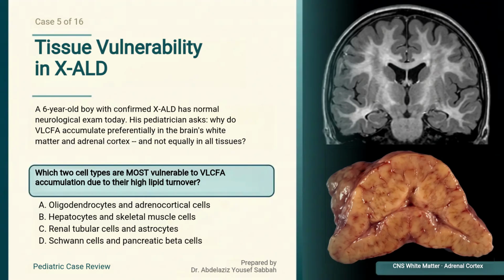lipid turnover? Option A, oligodendrocytes and adrenocortical cells. Option B, hepatocytes and skeletal muscle cells. Option C, renal tubular cells and astrocytes. Option D, Schwann cells and pancreatic beta cells. Think about which cells are most dependent on continuous lipid membrane synthesis.